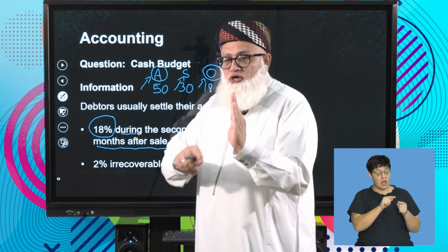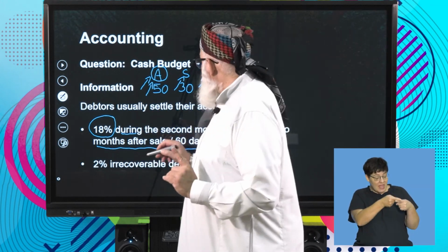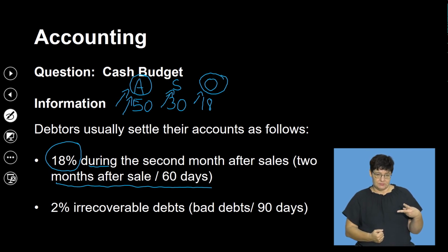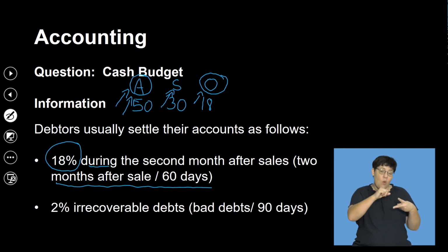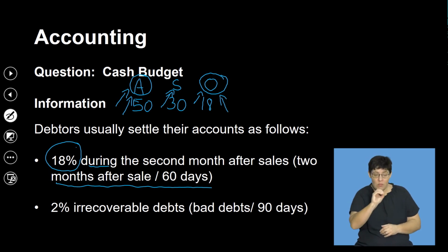50% will pay you in August. So there's my 50%. Then we went to the next month. We said 30% will pay after 1 month. That means in September, you expect 30% of those debtors, the August debtors. Keep that in mind, the August debtors, right? 30% will pay you in September and 18% will pay you in October. Clearly you can see that.